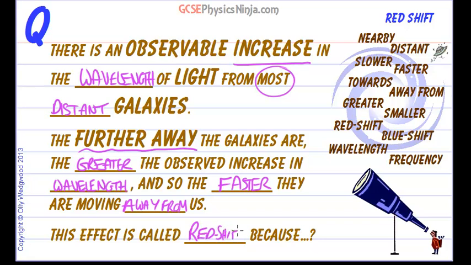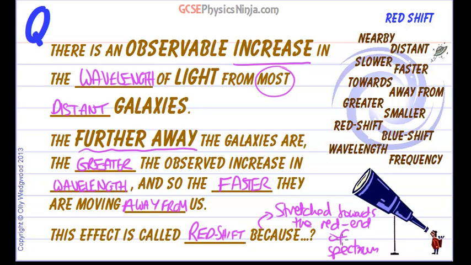And it's called redshift because the wavelengths are stretched towards the red end of the spectrum. They don't become red, they're just increased towards the red end of the spectrum.